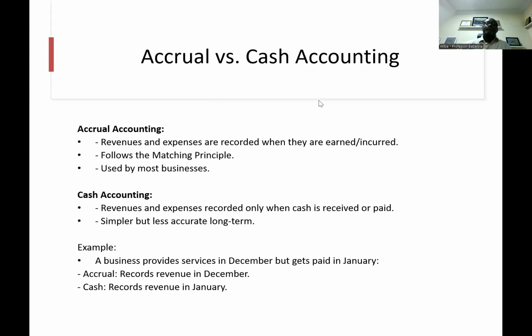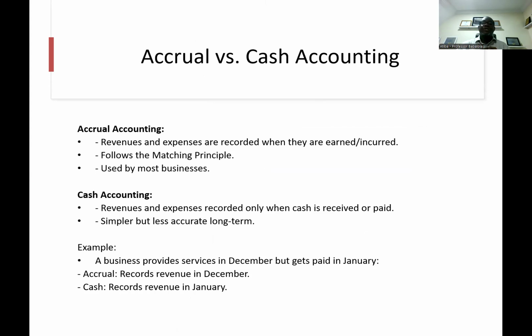So now we have talked about the double entry principle. Now we need to talk about accrual and cash accounting. In some books, you see it as the accrual concept and the cash concept. When a business is starting, each business chooses which to use. So it's either you use the accrual concept or you use the cash concept.